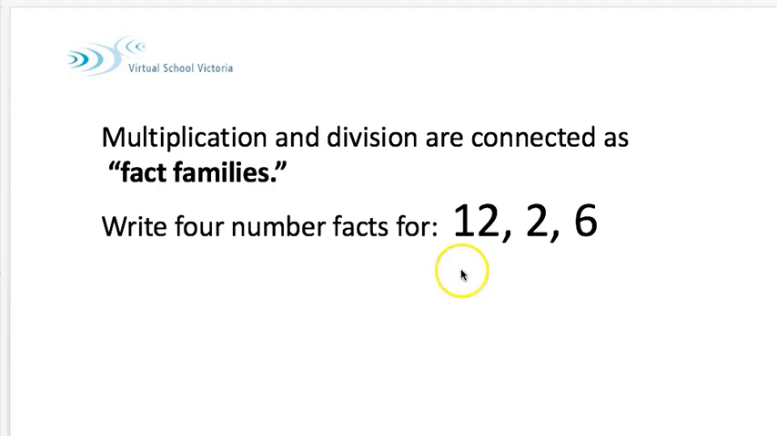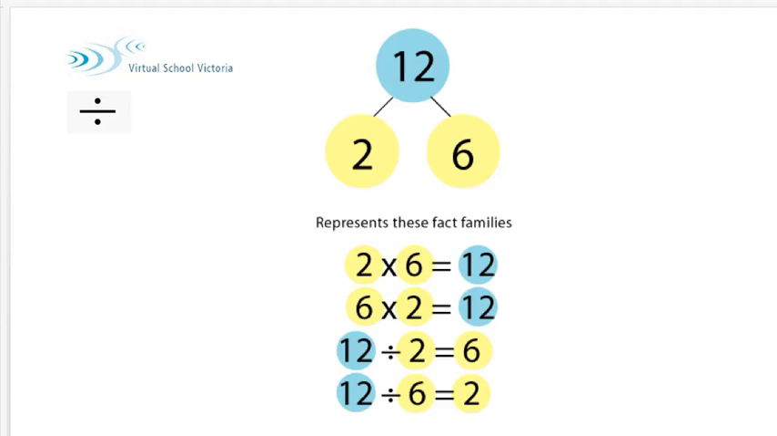So if you take the numbers 12, 2 and 6, when we connect them as fact families, this is what they would look like. But the thing that you've got to be really awake to is if you arrange a fact family like this, and you aren't really thinking about what you're doing, you could easily get the wrong answer. I wonder how many were tempted to answer 6. But no, you must stop and you must visualize.